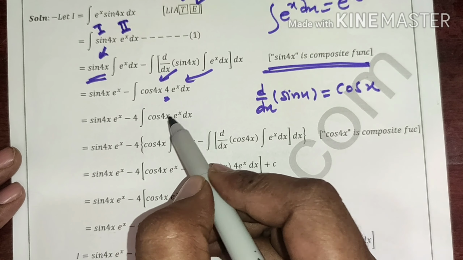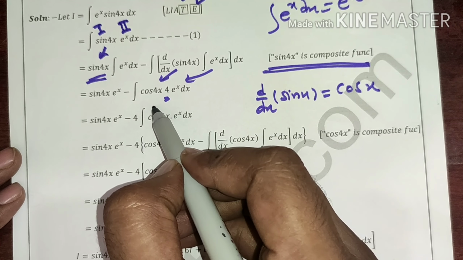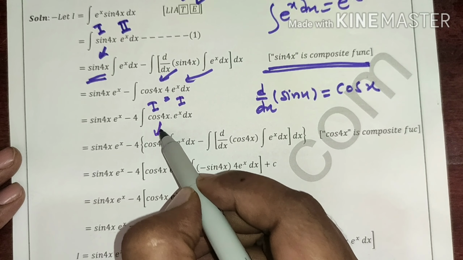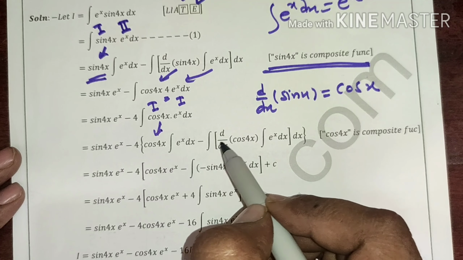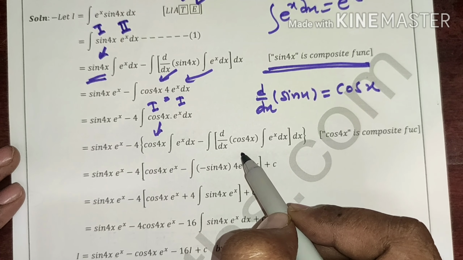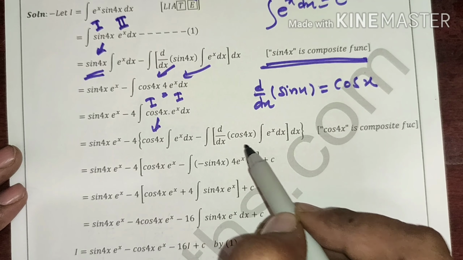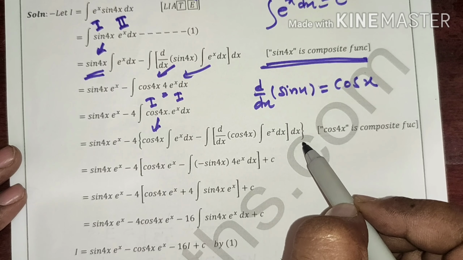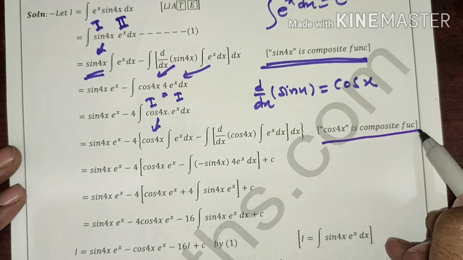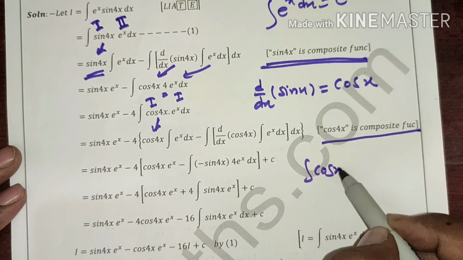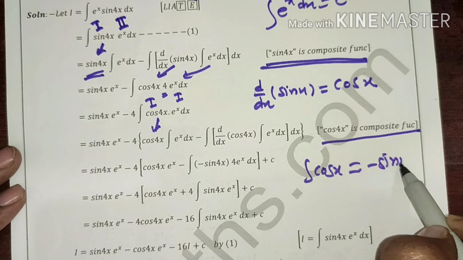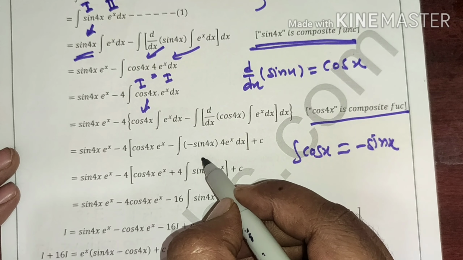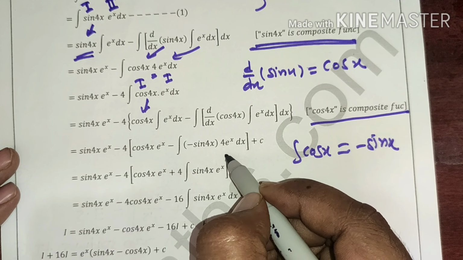Again we use the Leibniz rule. cos 4x is the first function, e raised to x is the second function. So what is our rule? We'll have first function times integration of second minus integration of the derivative of the left function times the integration of the integrated function, dx, whole bracket close. Again cos 4x is a composite function, and we know that the derivative of cos x is minus sin x. So here the derivative of cos 4x is minus sin 4x, and the derivative of 4x is 4.